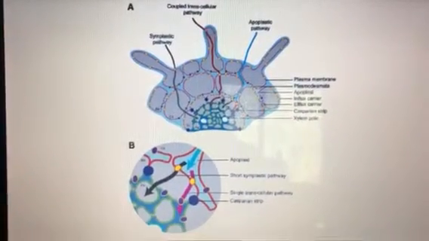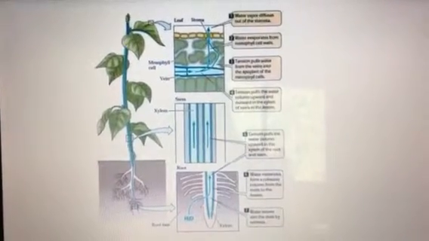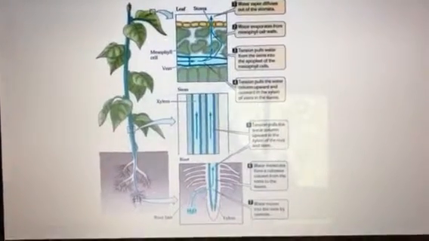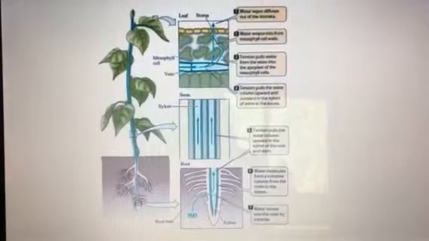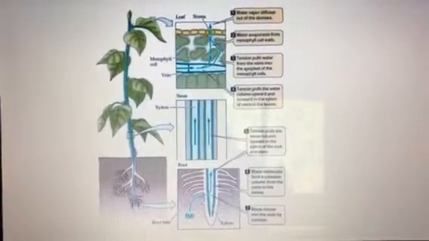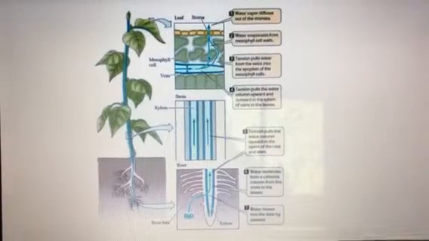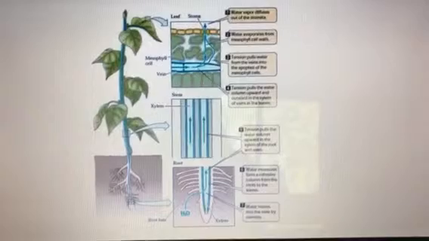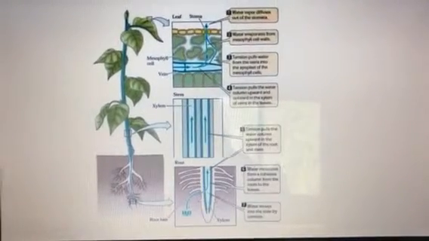So after this happens, then water is pulled through the vascular tissue due to tension. So this would be the xylem, and after it's pulled upwards, it enters into the mesophyll, moves into it from the xylem, and then it becomes water vapor. And right after this, transpiration occurs, which is where the water evaporates through the pores in the leaves.